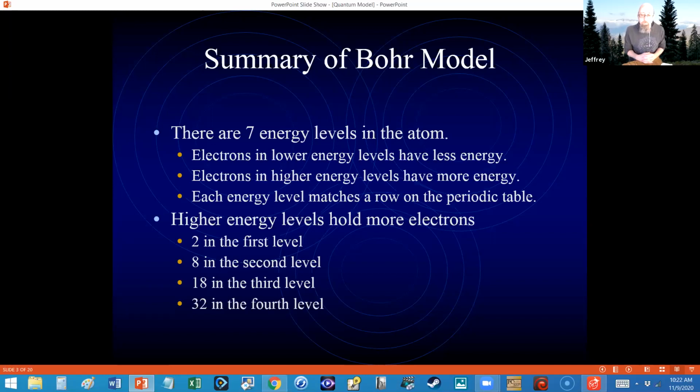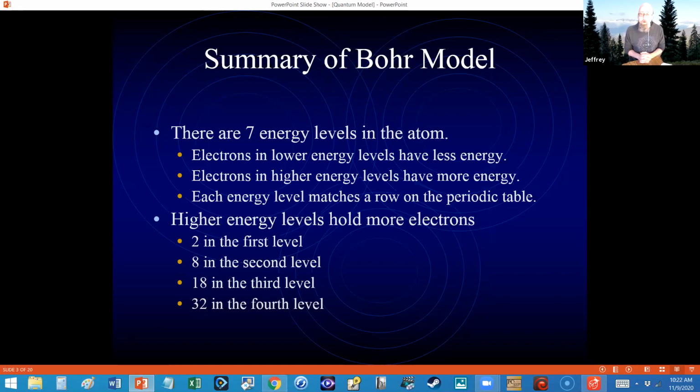Bohr also identified the maximum number of electrons that could fit into each energy level. 2 electrons only in the 1st energy level, 8 in the 2nd, 18 in the 3rd energy level, and then 32 in the 4th. But you may remember that's not how we approached drawing the Bohr model. We didn't do 2, 8, 18. We did 2, 8, 8, and then 2, which means that we're having to adjust the Bohr model because of some discrepancies that come up.